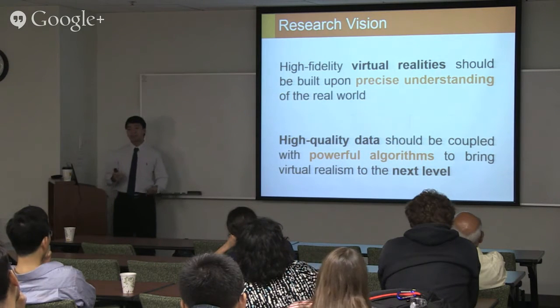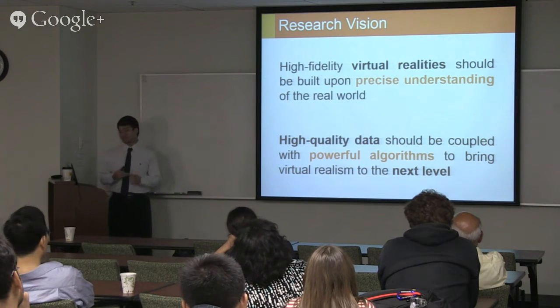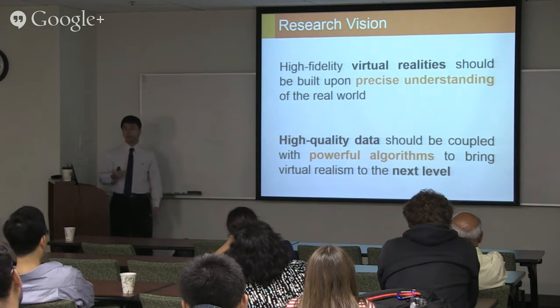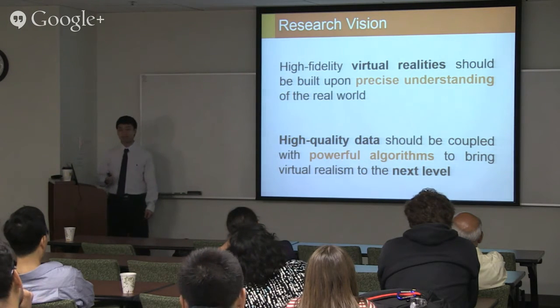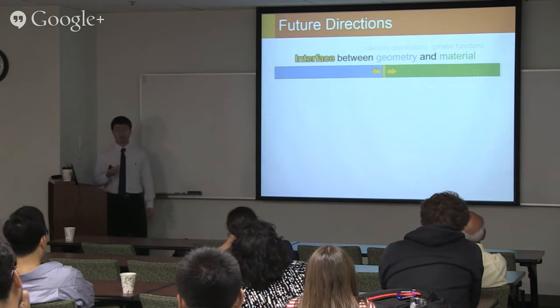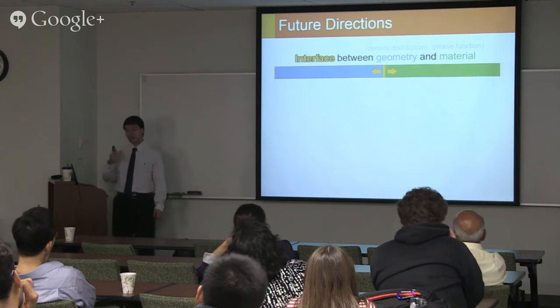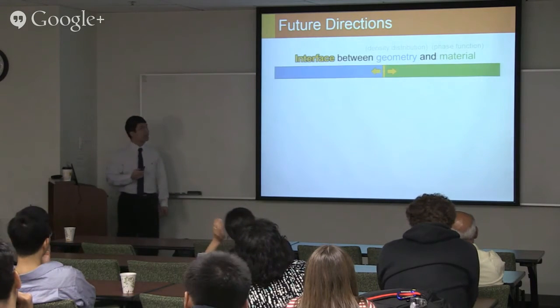However, raw measurements themselves have little use. We need to develop new algorithms to turn these measurement data into basic building blocks of next-level virtual realism. At a lower level, we have seen that volumetric light transport allows us to control the interface between geometry and material.